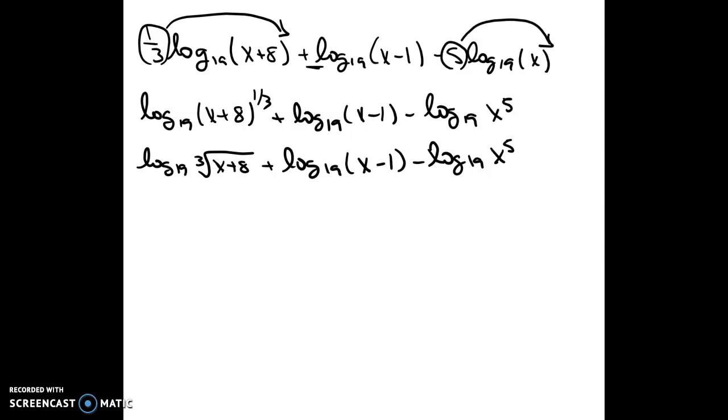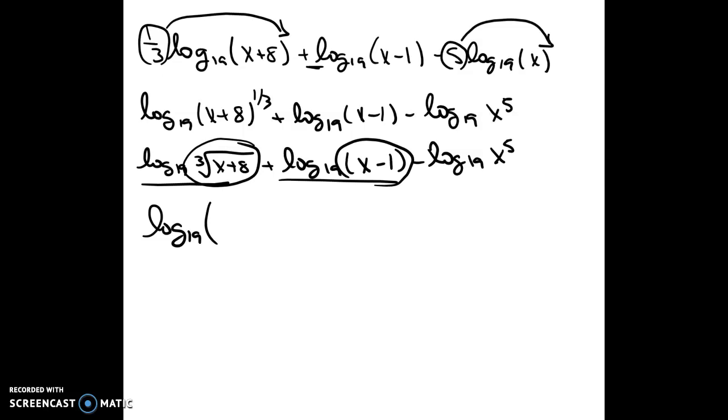Okay, then what I'm going to do is, I notice that this log is added to this log, so that means this will be multiplied by this. So log base 19 will have the cube root of x plus 8 times x minus 1, put brackets around that, okay, minus log base 19 of x raised to 5.